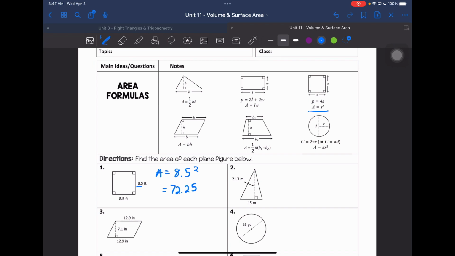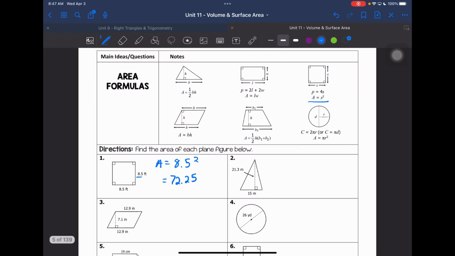And don't forget about the units, because whenever we're finding area, there's measurements to it, and it says this is being measured in feet, so we want to include feet squared. Whenever we're finding area, we should include that little 2, just because we measure area in square units, like square feet or square inches. So this would be our answer.